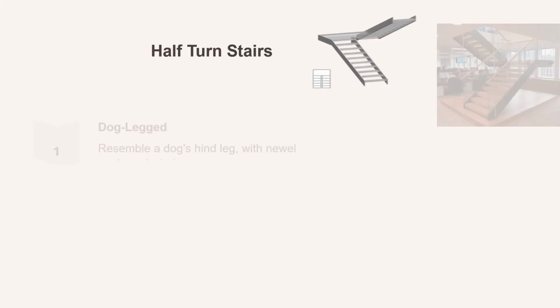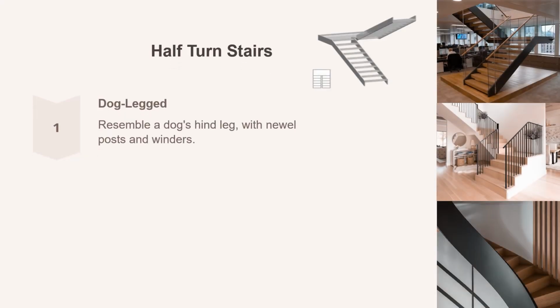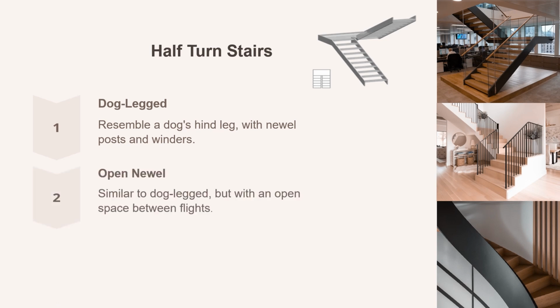Similar to the quarter turn, we also have half turn stairs, which have further types. First is dog-leg stairs. They are called dog-legged because if you look at them from the side, they resemble a dog's hind leg. These stairs have newel posts and can have either a landing halfway up or those triangular winders. Winders mean a step that is wider at one end than at the other, as in a spiral staircase, to smoothly change direction.